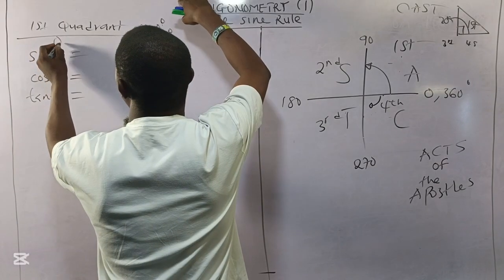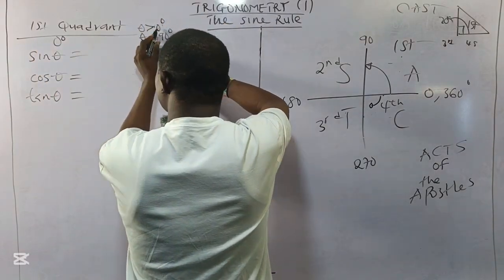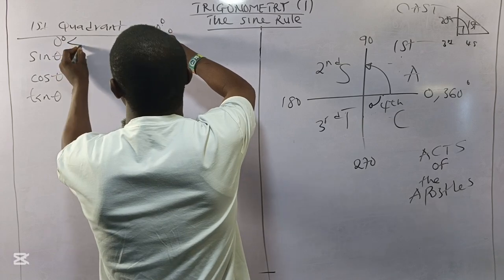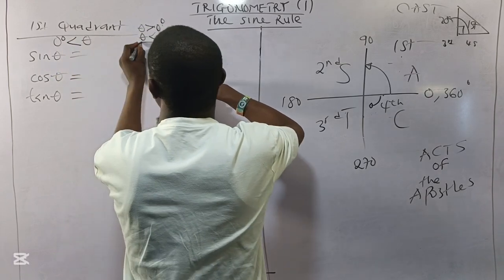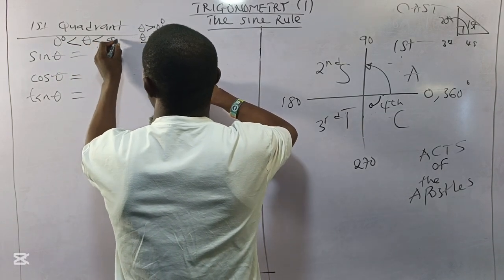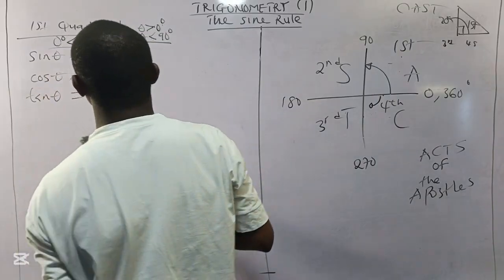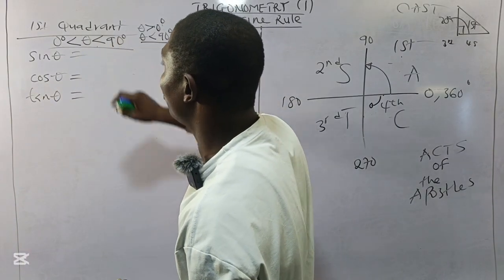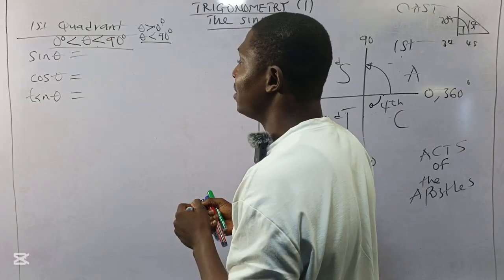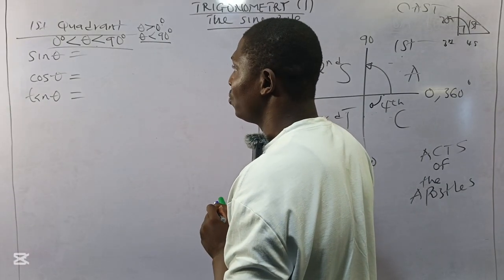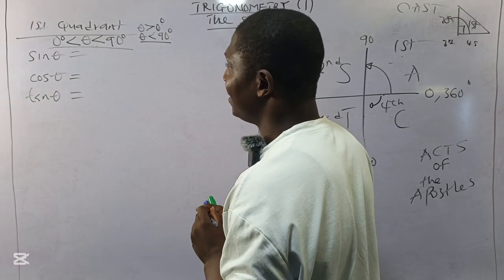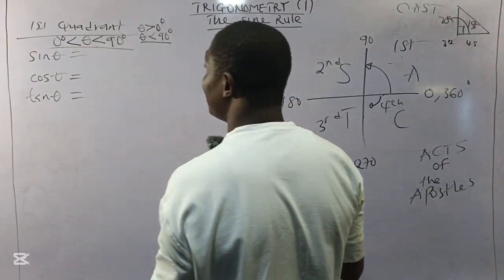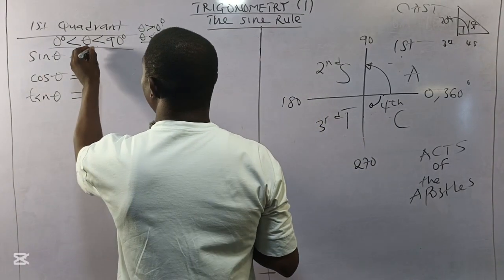Combining this inequality, remember, you have to have the smaller value first. So you put 0 degrees first, then theta, and you simply put less than 90 degrees. So for our first quadrant, we have 0 degrees less than theta, less than 90 degrees. So everything revolves around 0 to 89.99, but it can be exactly 90. Take note.